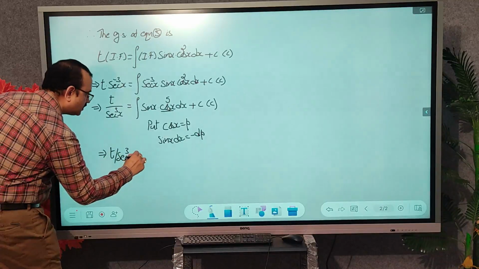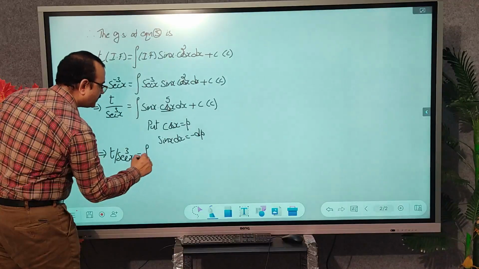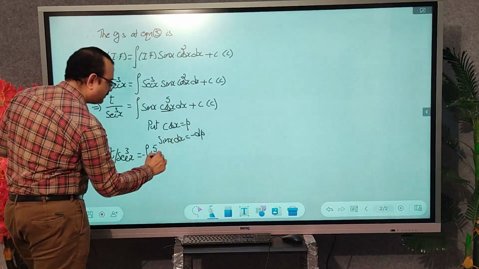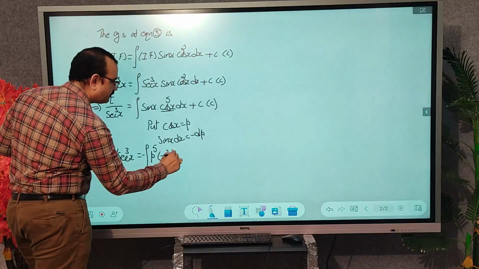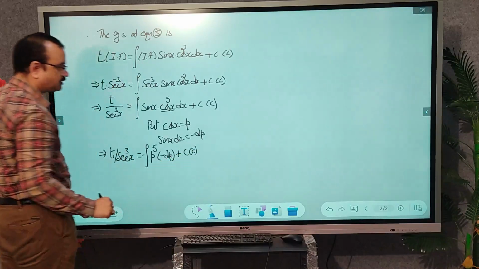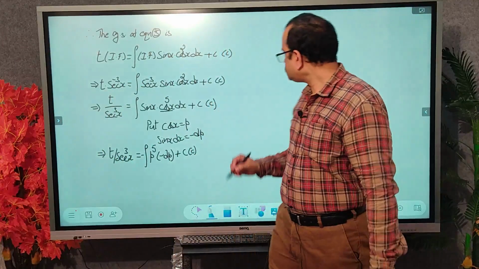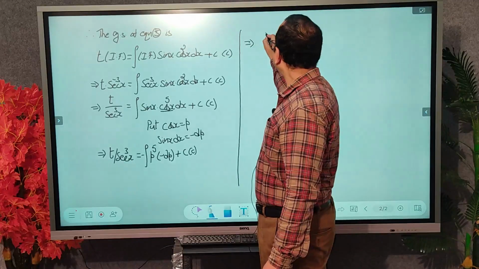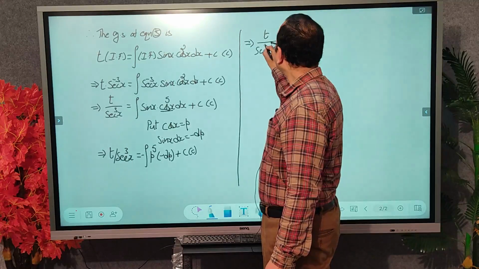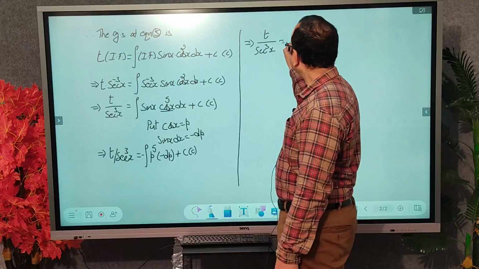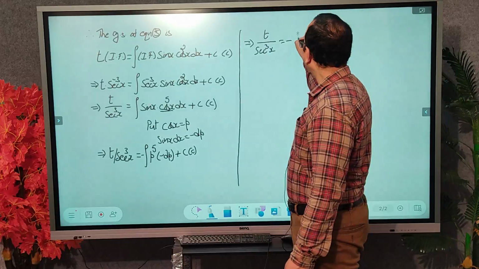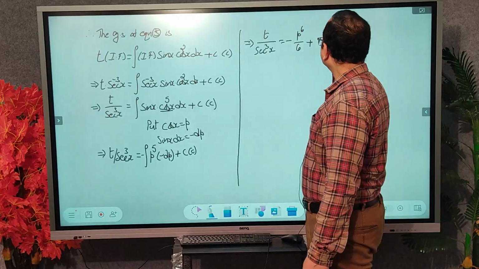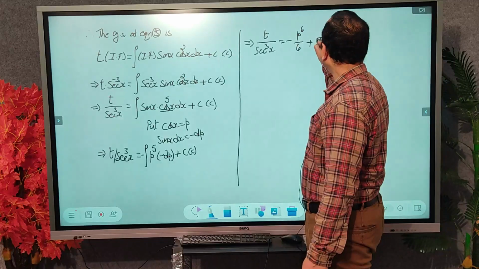So if you substitute that one, then we can write t by secant cube x is equal to integral of sin x dx can be written as minus dp, and cos power 5 can be written as p power 5. So p power 5 into sin x dx is nothing but minus dp plus c, that is nothing but the arbitrary constant we have. Now we just simplify that. So t by secant cube x is equal to minus of integral of p power 5, which is p power 6 by 6, plus c, where c is nothing but an arbitrary constant, okay.